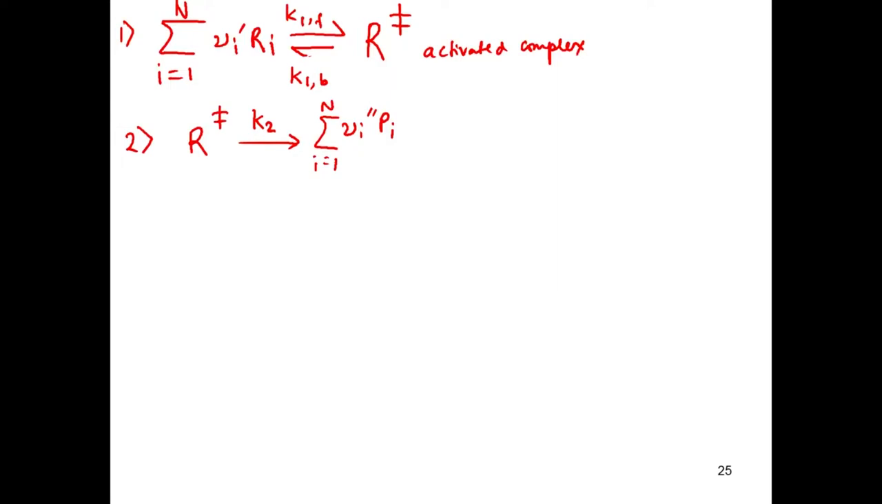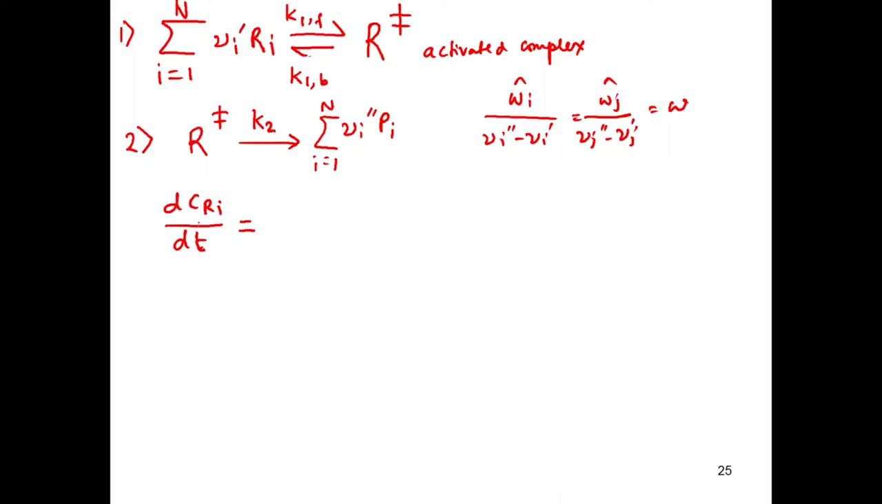Okay. So now we are interested in the rate of change of concentration of the reactant. Okay. So we will write dC_RI/dt. Okay. That is given by, now you remember the thing, that is omega_i cap divided by nu_i double dash minus nu_i dash is equal to omega_j cap by nu_j double dash minus nu_j dash is equal to omega, the reaction rate, right? Remember this. And this is nothing but dC_i/dt. This is nothing but dC_j/dt. Okay. So now we can write it as this. For dC_RI, you see this is 0, this is essentially nu_i dash, not 1, sorry.